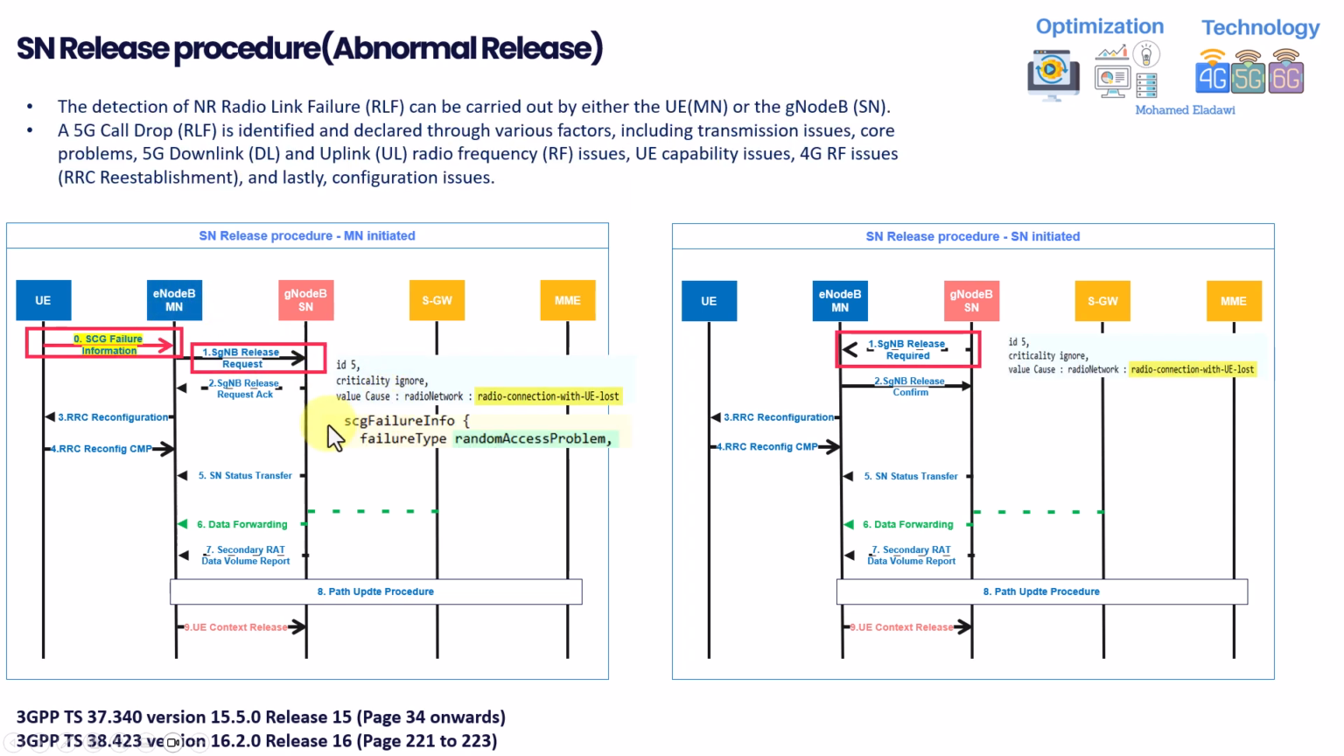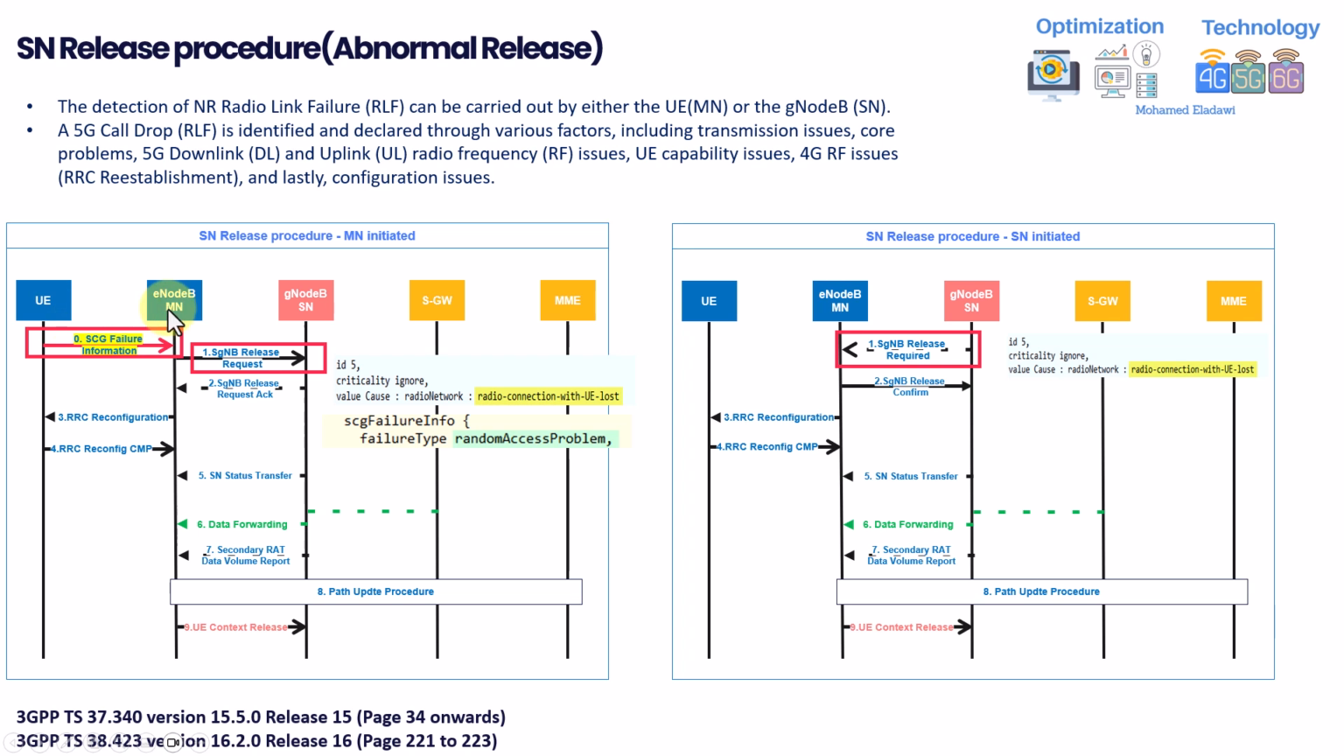So let's see. As you can see in the left figure, it's exactly the same flow, but here, whenever the master node is going to initiate, the UE first initiates something called SCG failure information. This SCG failure information has multiple causes. It can be RACH problems, and many other causes, for example T310 expiry, maximum retransmission, uplink and downlink for RLC. We'll explain all these causes in the next slides. So this is the first information which is different from the normal release.